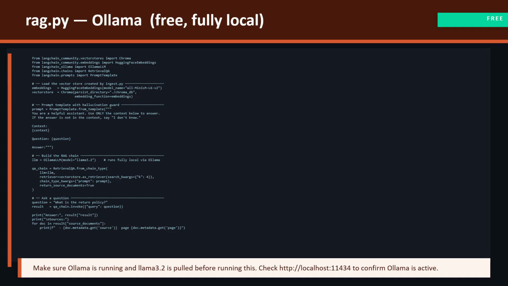Fourth, you build the Retrieval-QA chain. Retrieval-QA is a pre-built LangChain component that connects the retriever, the prompt template, and the language model into a single callable chain. The search_kwargs parameter with k equals 4 tells the retriever how many chunks to return. The return_source_documents flag makes the chain also return which document chunks were used, so you can show users where the answer came from.